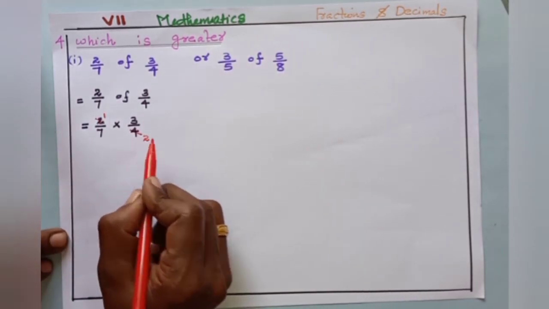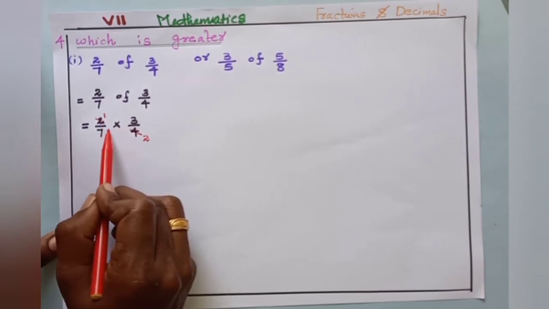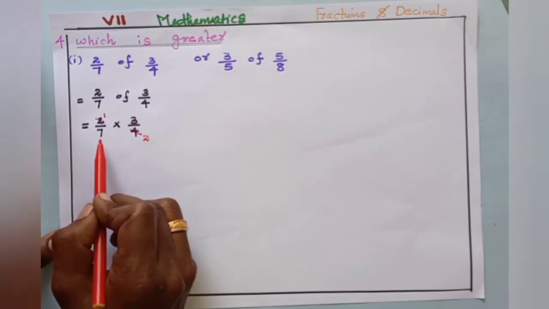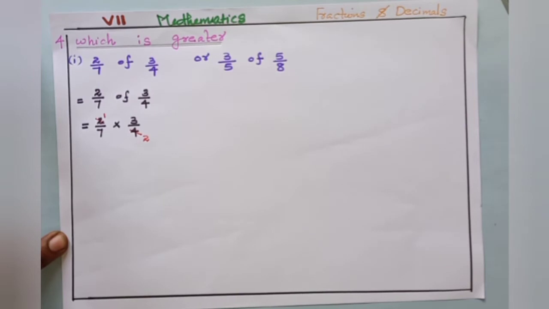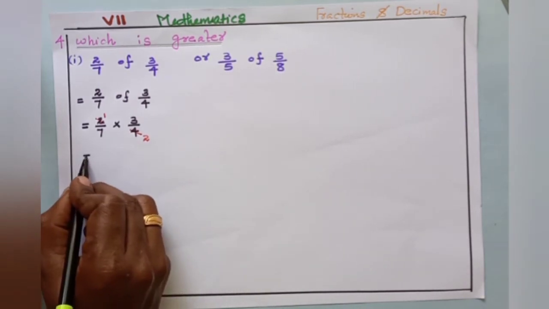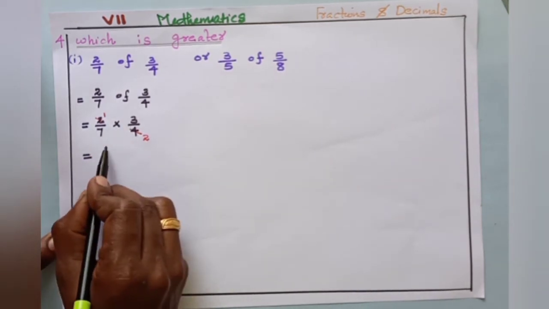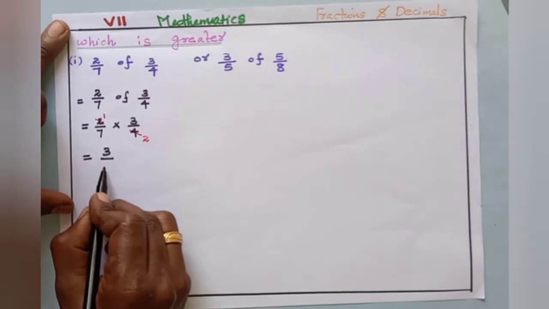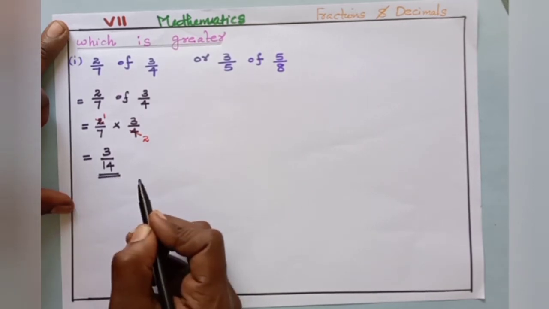2 2s are 4. So next, any cancellation? The numerators 1 and 3, denominators 7 and 2. So cancellation is not possible. So take the product of the numerators: 1 into 3, 3 by 7 into 2, 14. We get 3 by 14 as the answer.